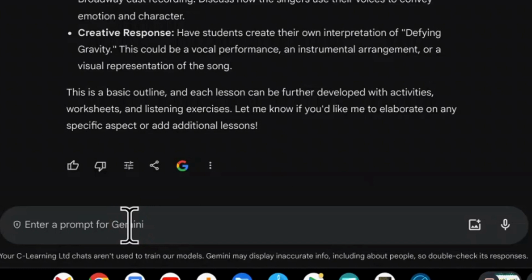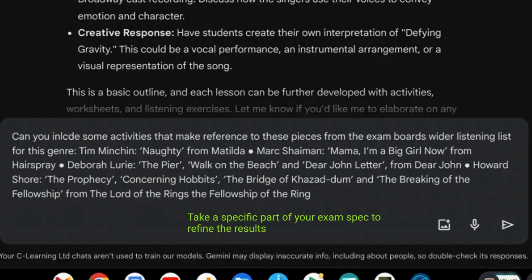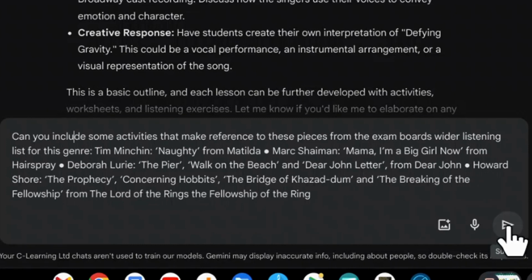It's now broken it down into 5 lessons. However, the exam board does give specific pieces as wider listening. And whilst it's got some wider listening in there, I want to include the specific wider listening that the exam board has referenced in the exam spec. I just checked my spelling. So I've actually given them that list. Literally, I've copied and pasted the list from the exam spec, said, look, can you please include these?